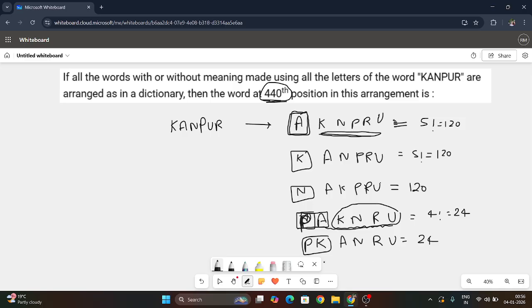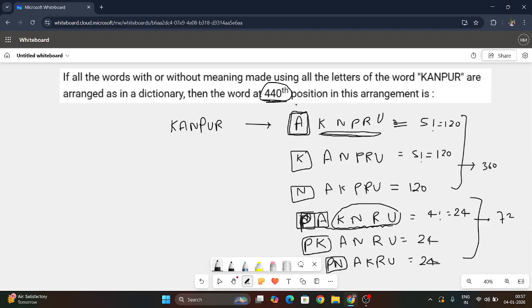In a similar way you can fix P and N also. And you will get A, K, R, U, and this can also be done in 4 factorial ways, which means 24. Okay, so if you add these three, what will you get? You will get 72. Okay, and actually we want 360.